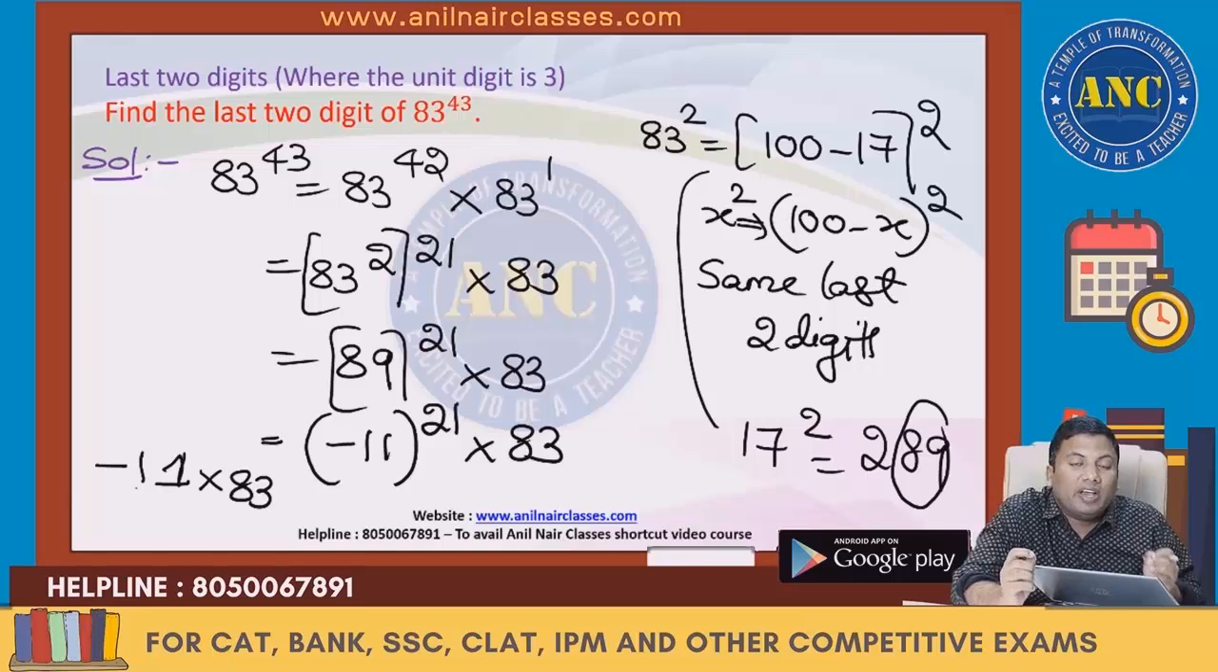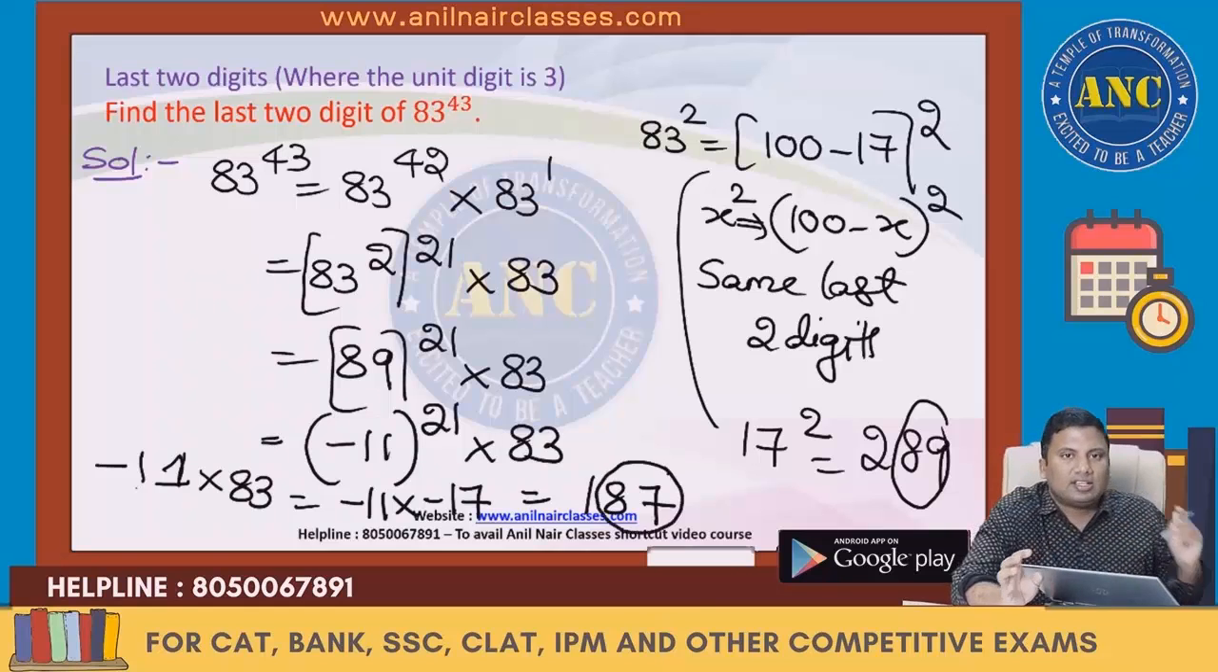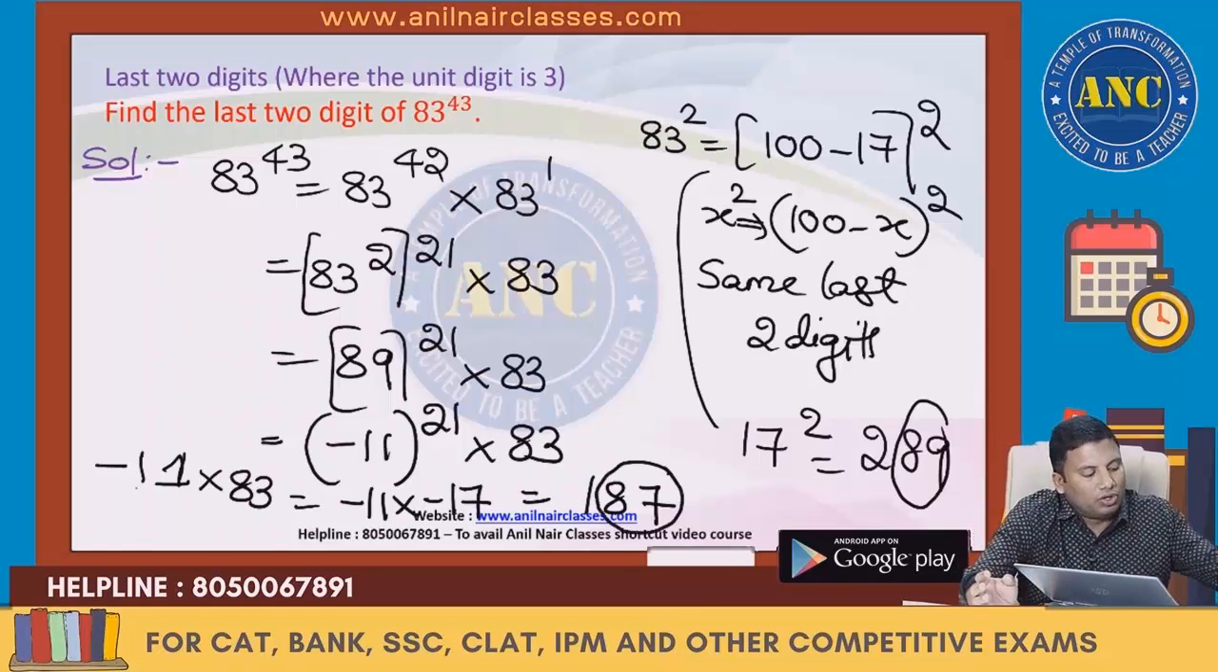Now this is where you can save a little time. Instead of doing 83 with 11, when you divide 83 by 100, 100 ones are 100, the negative remainder is minus 17. 11 into 17 is 187. Last two digits are 87.